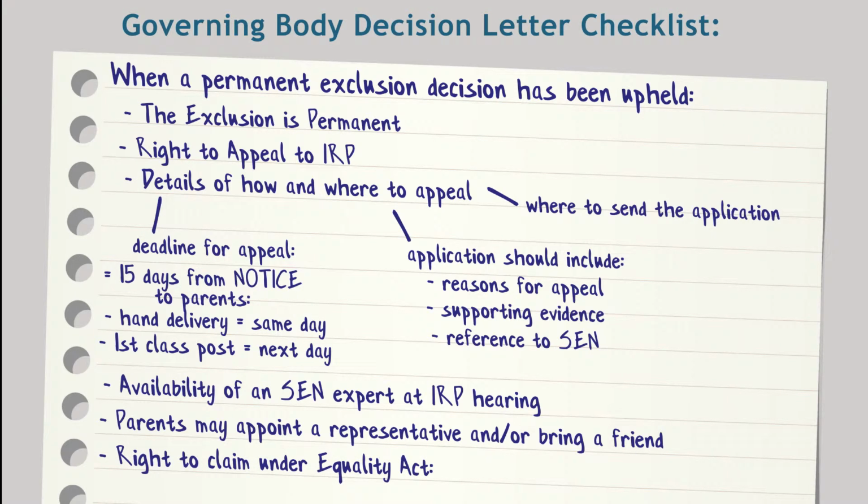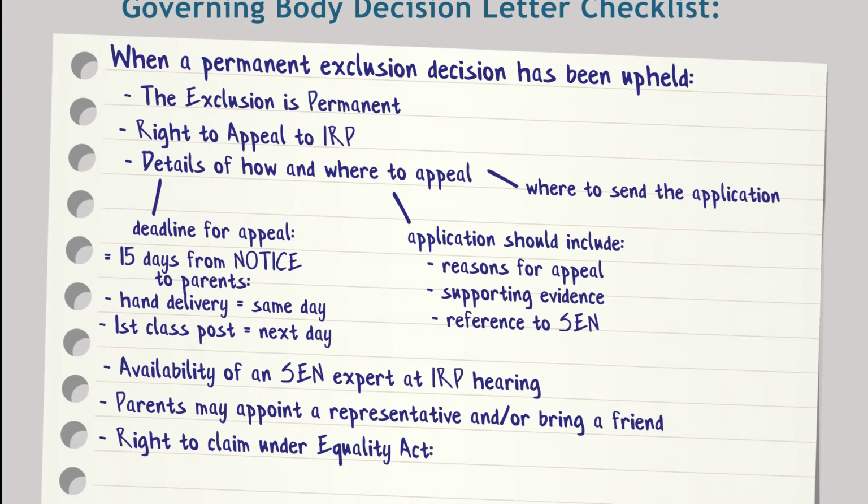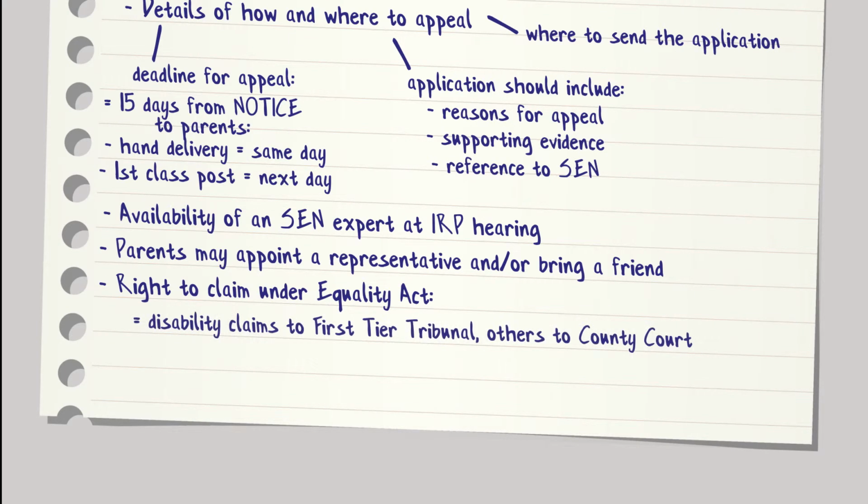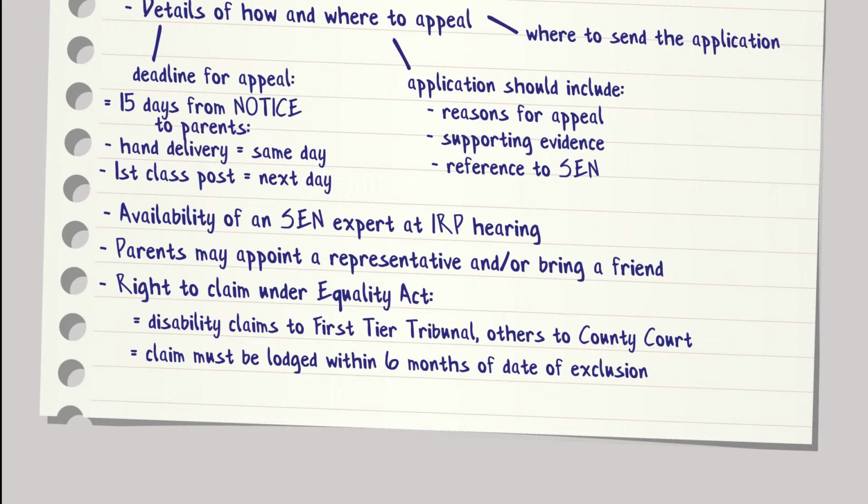That if the parents believe that the exclusion has occurred as a result of discrimination, they may make a claim under the Equality Act. If the case is related to disability, this will go to the first tier tribunal. For any other form of discrimination, it will go to the county court. The parents must be made aware that a claim must be lodged within 6 months of the alleged discrimination taking place, i.e. the date of exclusion.